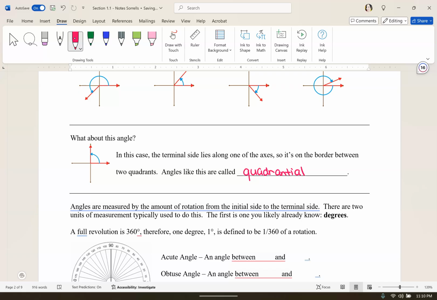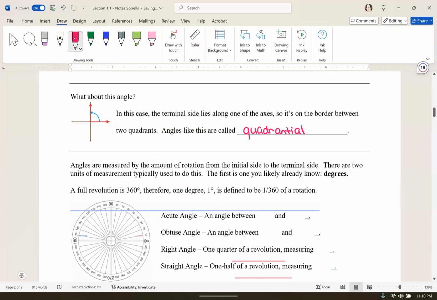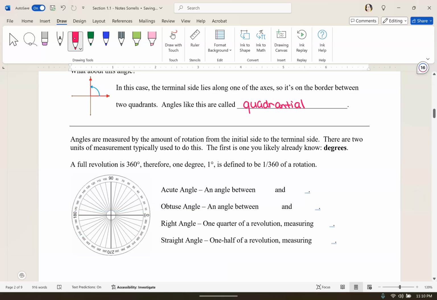Okay. So if you come down here, I'll just kind of show you those real quick. I'll highlight them in pink for these quadrantal angles. You have one here at 0 degrees, one here at 90 degrees, one at 180, and then 270. And hopefully you know that a full rotation, which you can actually see right here as well, is 360 degrees.